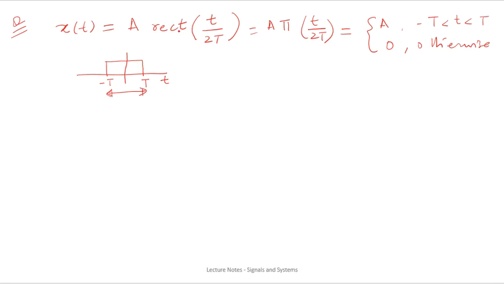Generally it is written in the form A rect(t by tau), and A is its amplitude. So if the amplitude is A and it lies from minus T to T, then it can be written in this form, A rect(t by 2T). Now let us proceed with the solution.